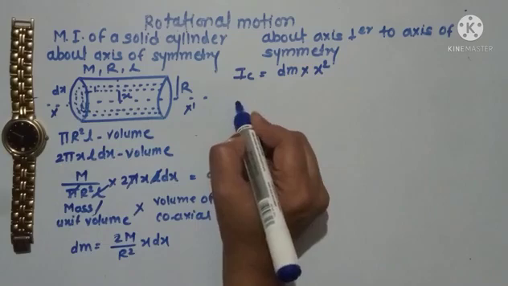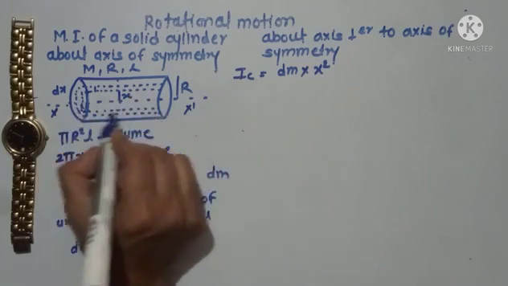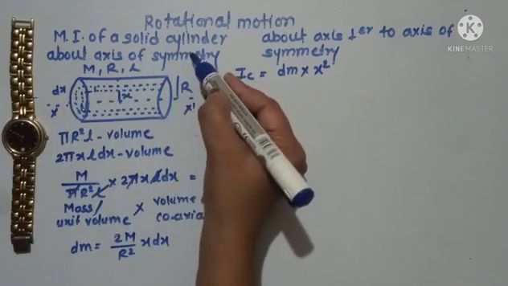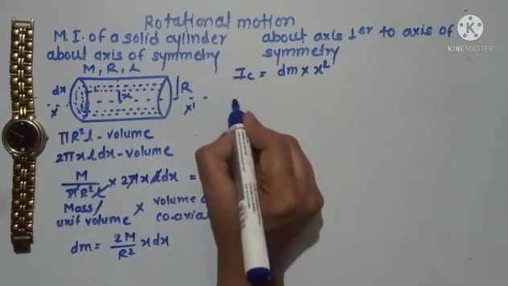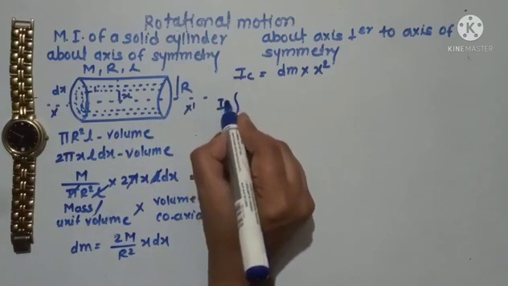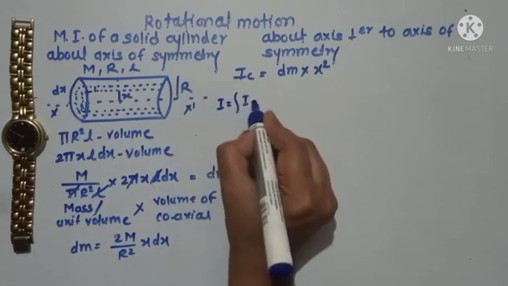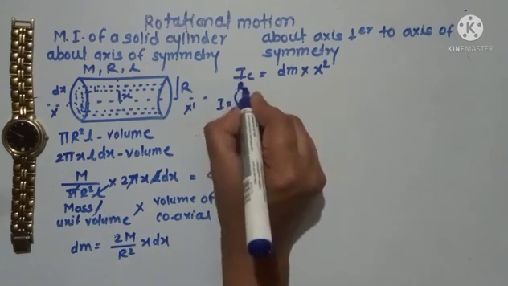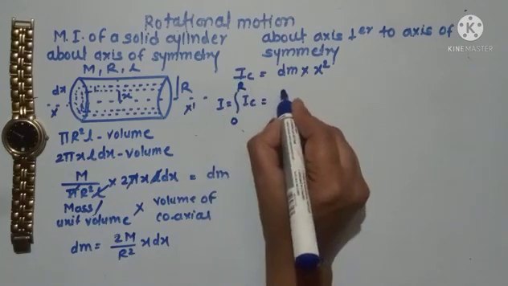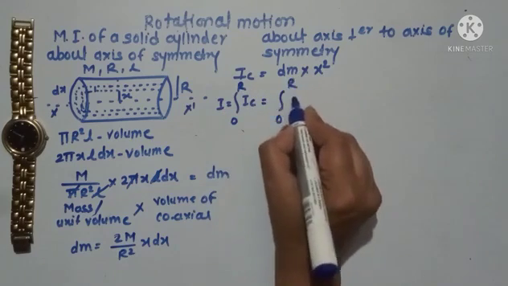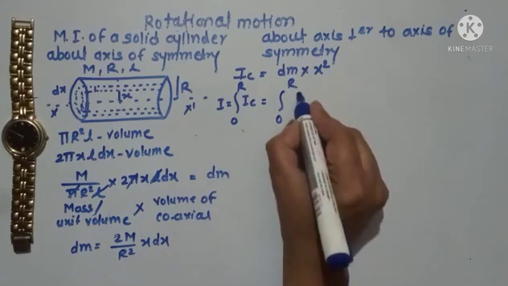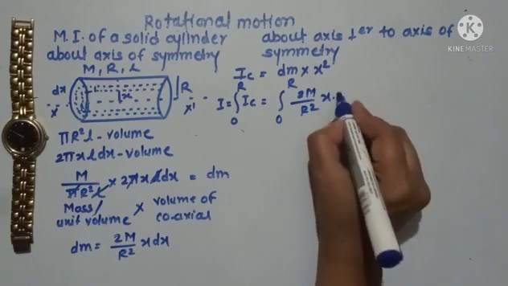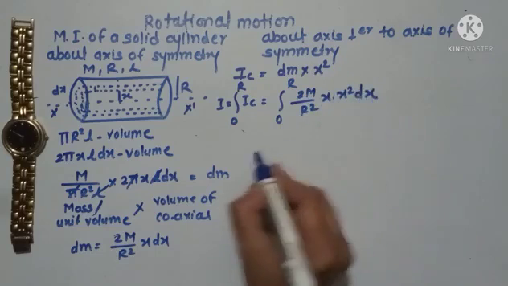Summing the moments of inertia of all such small coaxial cylinders, I am going to get the moment of inertia of the solid cylinder about this x'. Now if I integrate, this will give me the total integration, running from 0 to r. So I can write it as the integral from 0 to r, where dm is nothing but 2m upon r² x, multiplied by x² into dx.